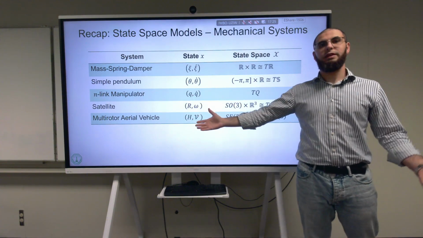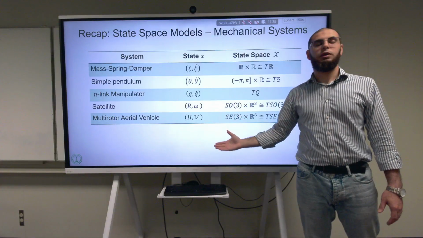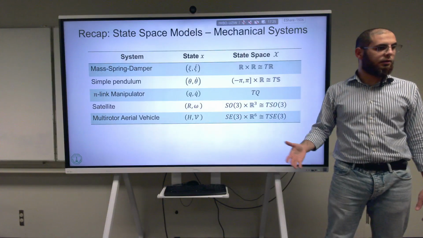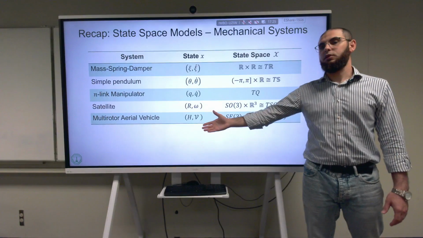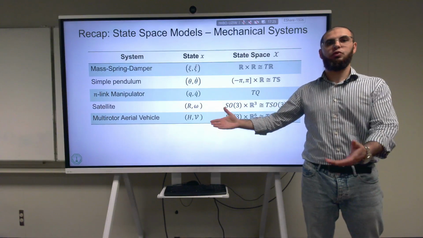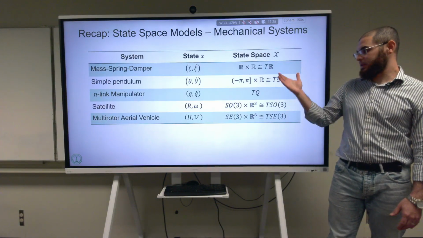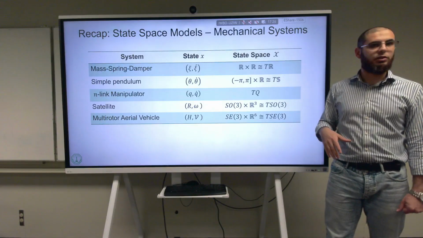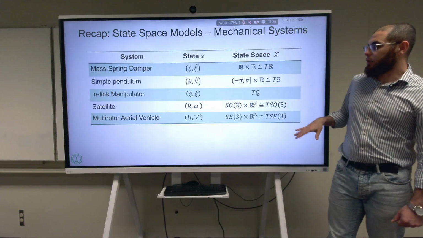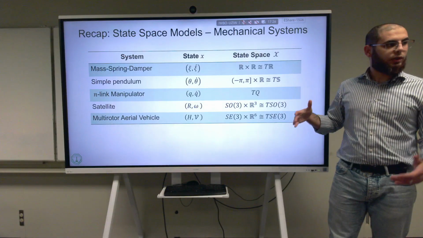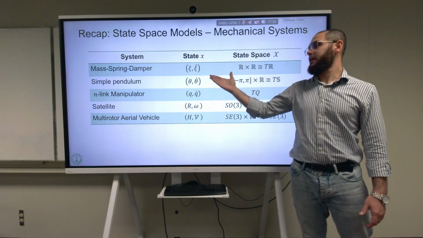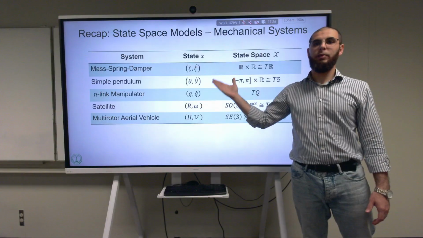If we go to something that lives on SE3, the configuration is in SE3, and the other state will be something isomorphic to H dot, which is the twist, and so on and so forth. And we said that usually the state space in these systems is the tangent bundle or the cotangent bundle. As you know, instead of positions and velocities, we can also write them in positions and momenta.